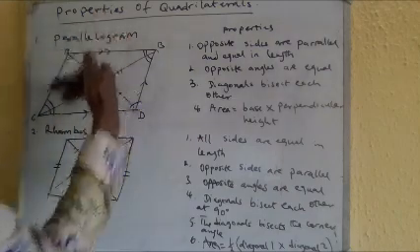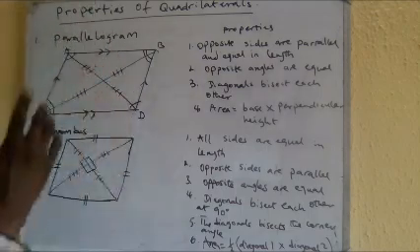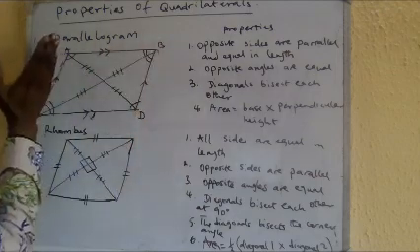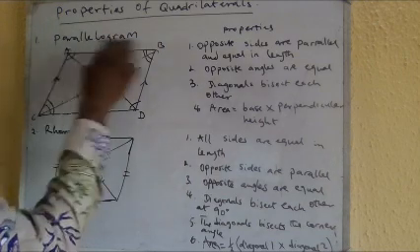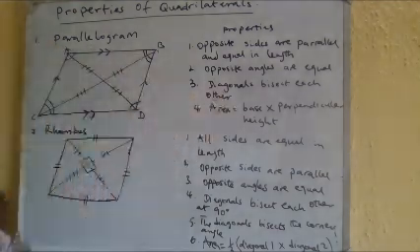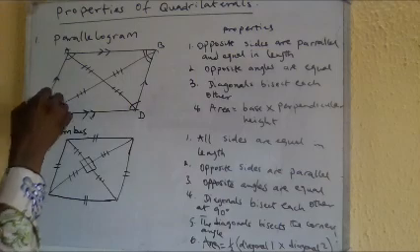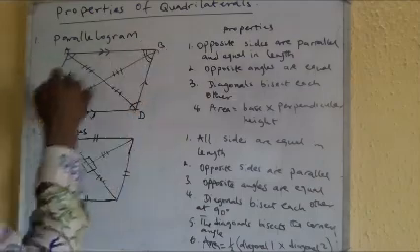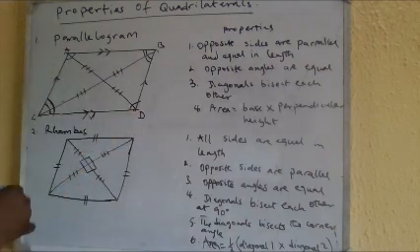So AB and CD are opposite sides, and in the same way, BD and AC are opposite sides, so they are equal. This and this are equal, and also opposite angles are equal. With the double angle marking I'm doing here, angle C and angle B are equal. Likewise, angle A and angle D are also equal.